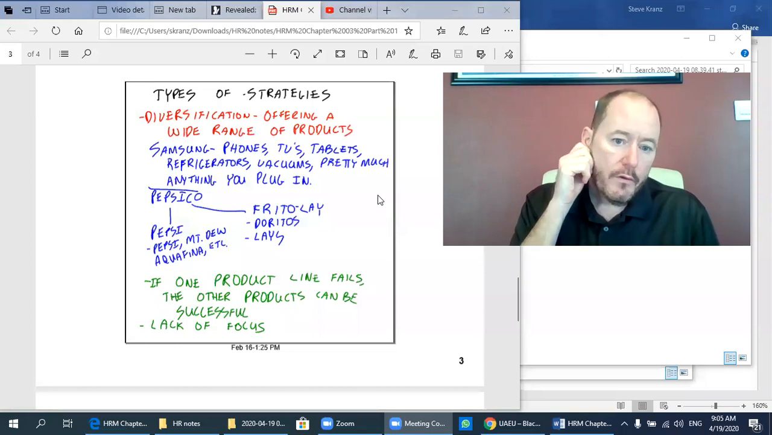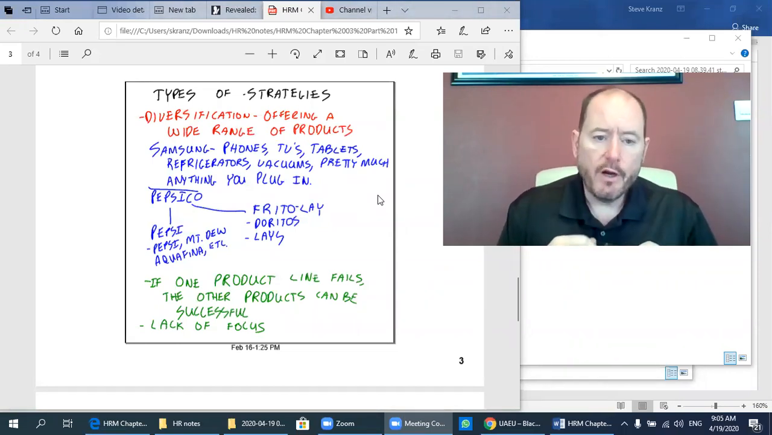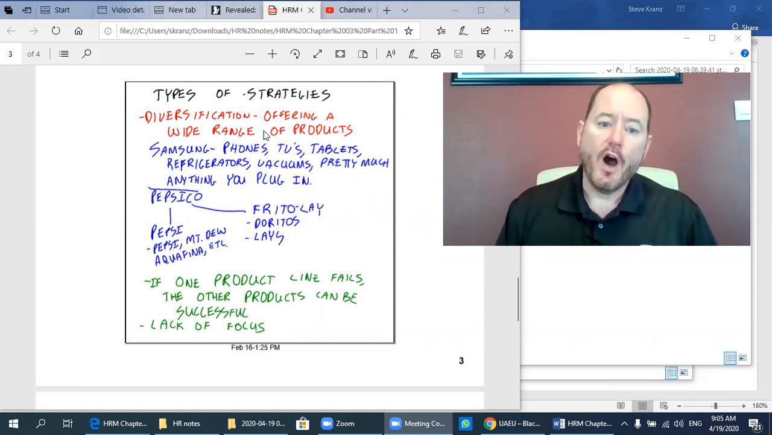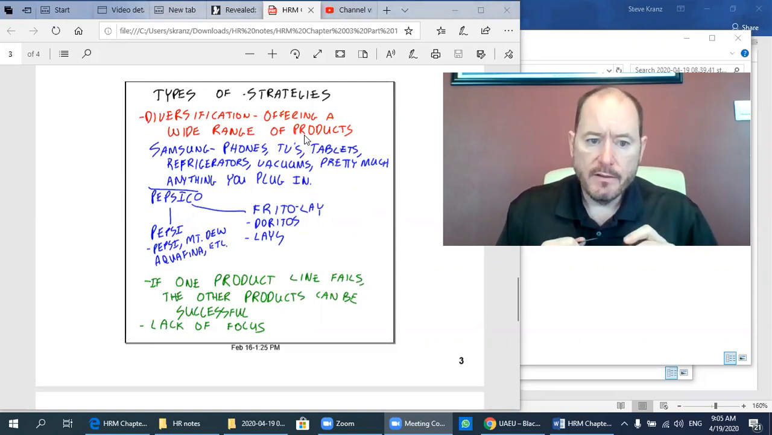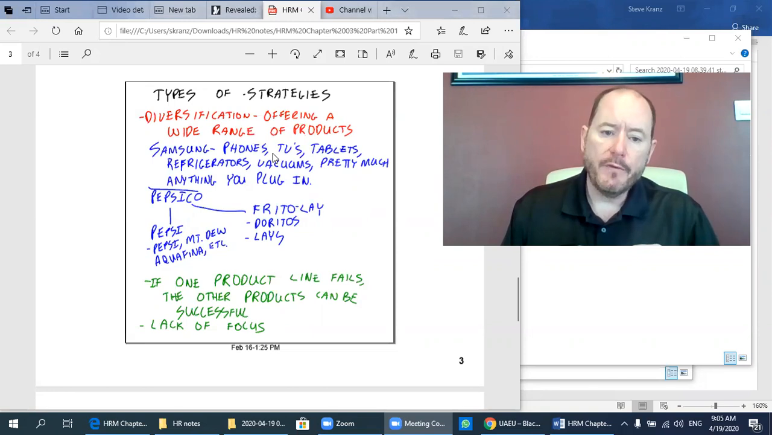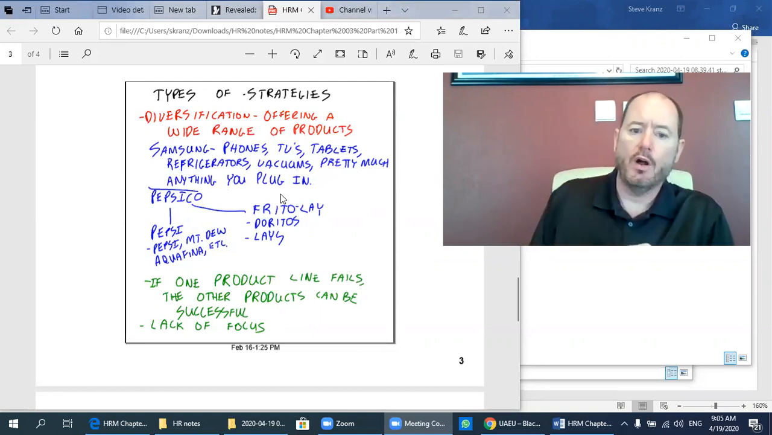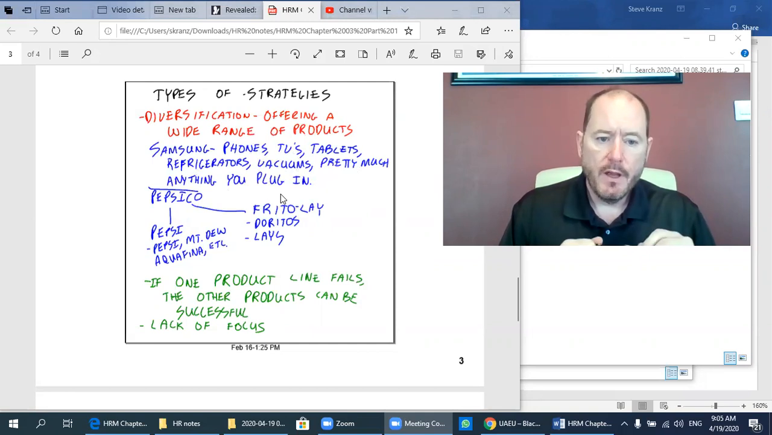So now we're going to talk about the different types of strategies. The first we're going to talk about is what's called the diversification strategy. And diversification means offering a wide range of products. The example I used in class was Samsung. Samsung makes phones, TVs, tablets, refrigerators, vacuums, pretty much anything you can plug into the wall, Samsung makes. This is a diversification strategy.